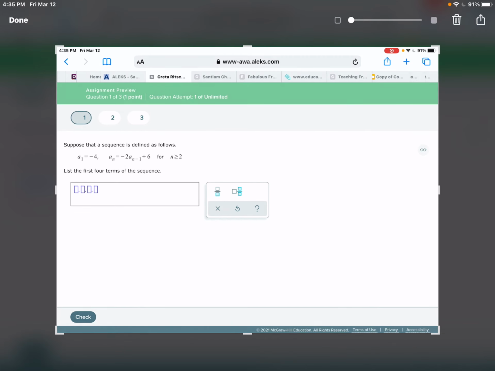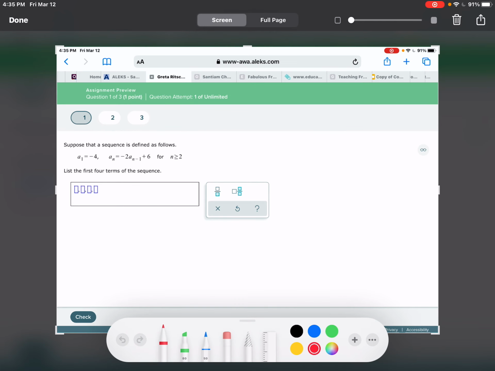You have to calculate each one from the very beginning. So where they're asking us here to write the first 4 terms of the sequence, we're going to start with a sub 1 equals -4, so we already have the first number, and then we're going to calculate the next one.